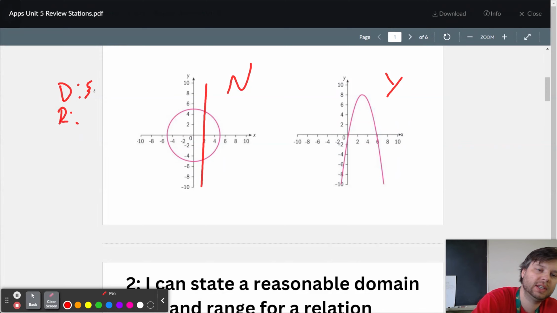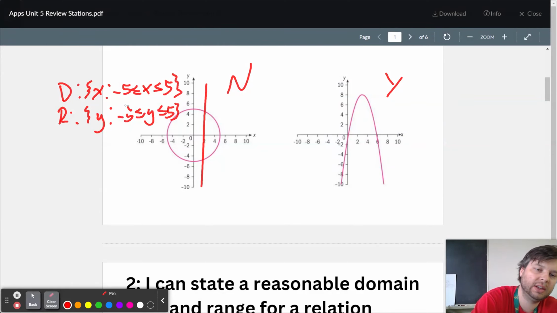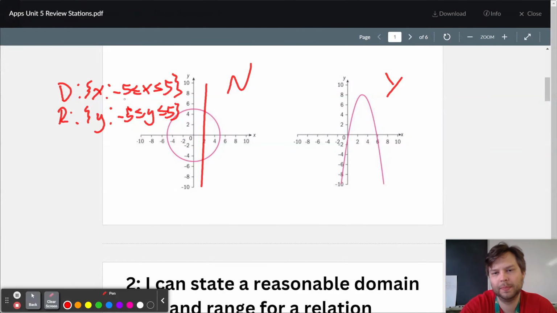The only difference is that domain talks about the x values between -5 and 5, because that's the furthest left that the circle goes and the furthest right. The range also goes from -5 to 5, but it talks about the y values. I don't need to answer f of -1 because it's not a function.